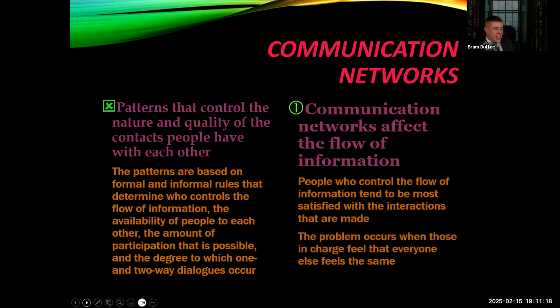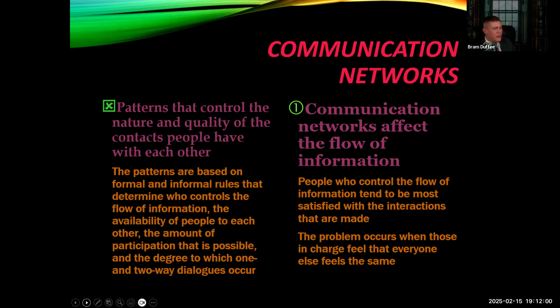Communication is not just words, it's about patterns. So these patterns or communication networks shape how people connect, interact, and share information. So think of a communication network as a blueprint, right, for social exchanges that happen in a group. These blueprints are defined by certain rules, both formal and informal, that influence who has access to information and who can communicate directly with who. Now, also how much participation is possible in any given interaction.